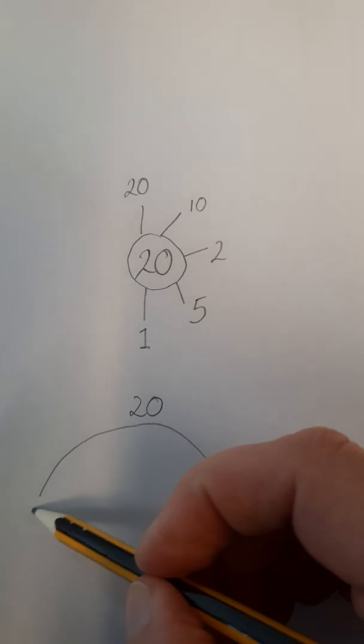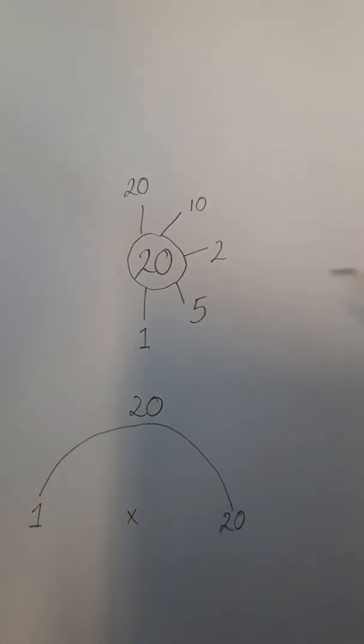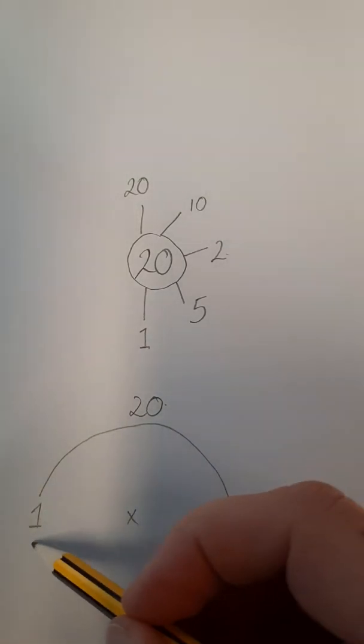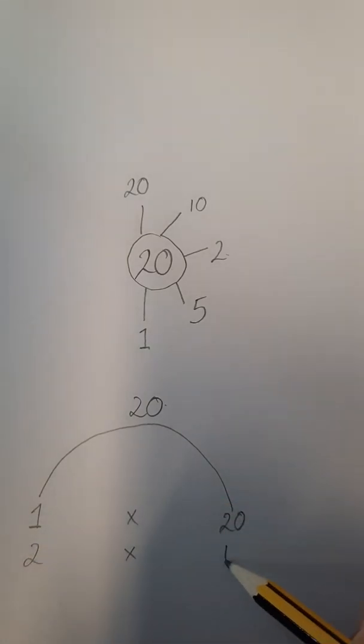So if I have 1 times by 20, I will equal the same amount. So they are a factor pair. 2 times by 10 will also equal 20, so that is a factor pair.